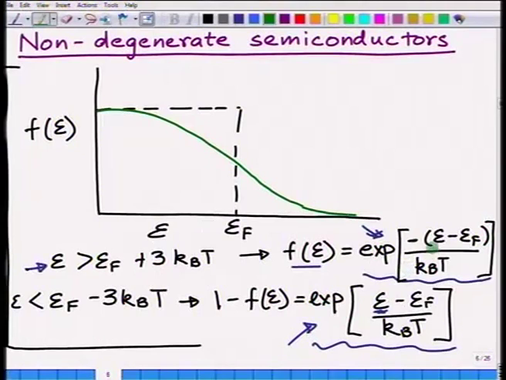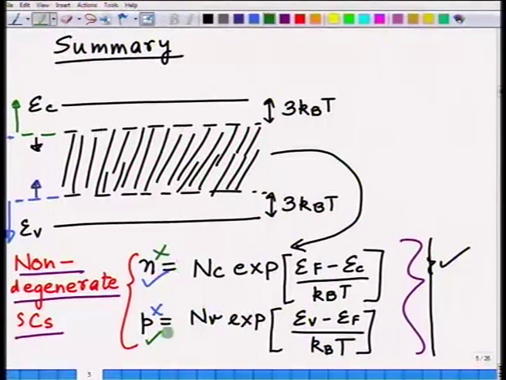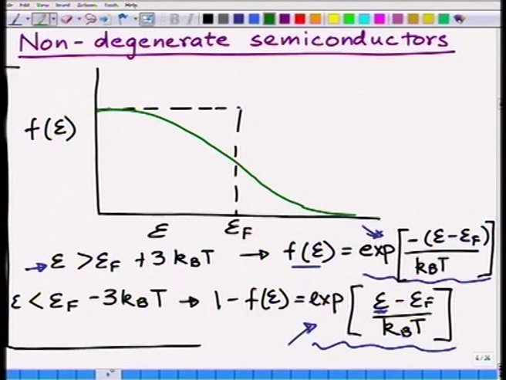The point being that for a non-degenerate semiconductor, if you substitute for 1 minus Fe or Fe by this and carry out the integration, you will directly get these expressions, which we obtained later by approximating the Fermi-Dirac integral of order half to e to the power eta. You could directly substitute under these conditions: for Fe you can substitute this, for 1 minus Fe you can substitute this expression, and you will get back these equations exactly.